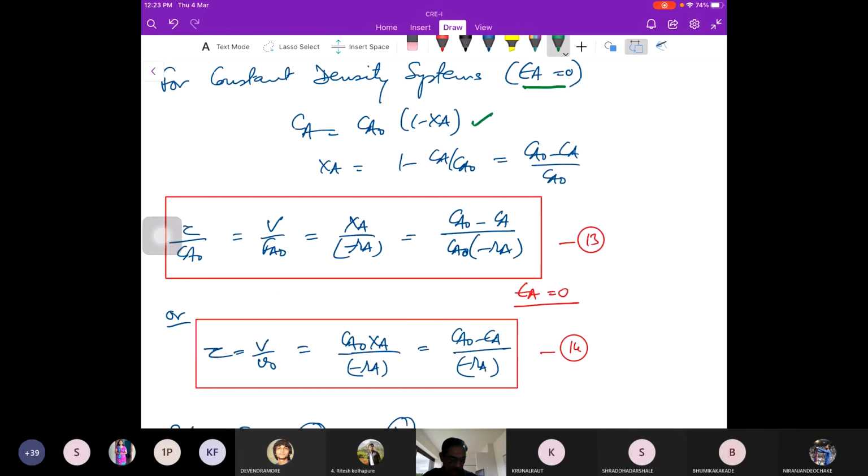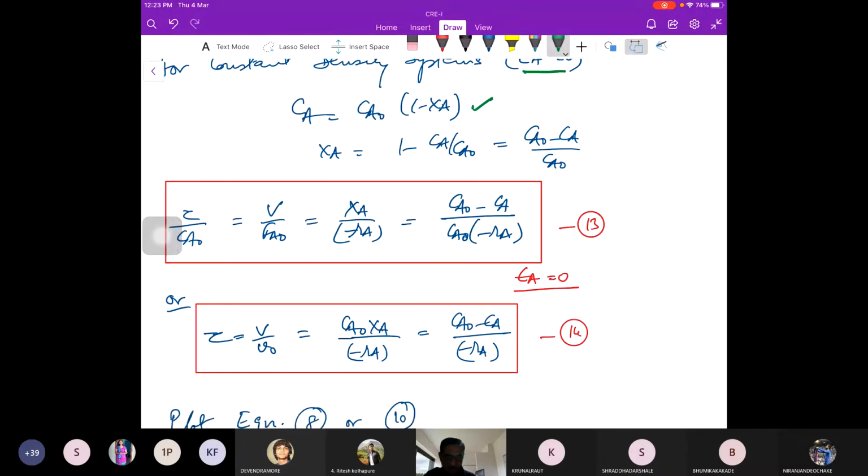Or we can write this as tau is equal to V upon C0, V upon V0, or CA0 XA upon minus RA, CA0 minus C upon minus RA. Any questions on equation 14?